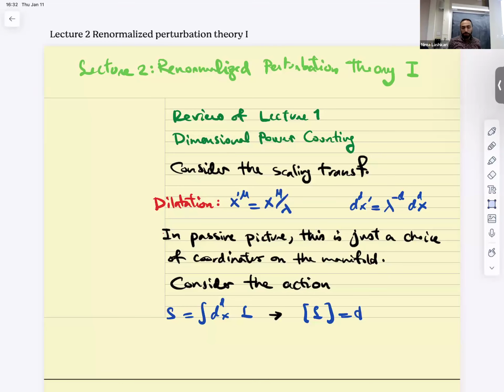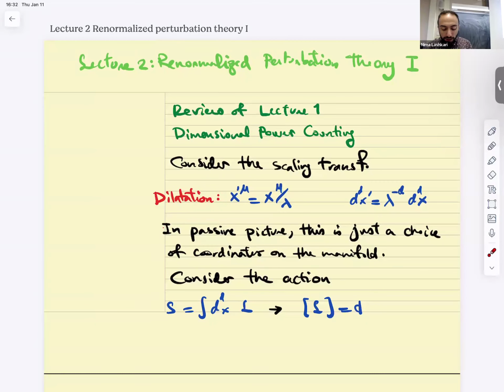We're starting lecture 2 with, as usual, a review of lecture 1. What we talked about in the first lecture was dimensional power counting. I'm going to go over it again a little more systematically because I feel I rushed it last time. The starting point is the scaling transformation.